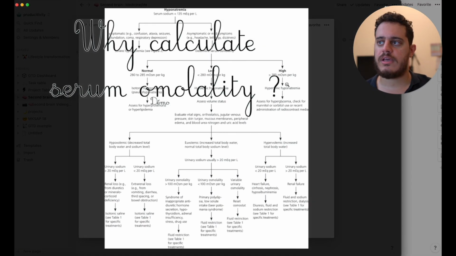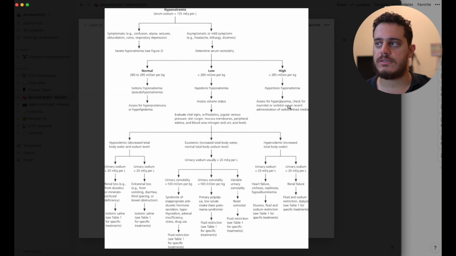The reason we try to calculate the serum osmolality is because if it's high, then it's hypertonic hyponatremia. We need to assess for hyperglycemia, the thing that we did in the beginning. We check if the patient received mannitol or sorbitol, or had recent administration of radiocontrast media. If it's normal, that's isotonic hyponatremia, then it's pseudohyponatremia. Then you assess if the patient has hyperproteinemia or hyperlipidemia. Hyperproteinemia can happen in plasma cell dyscrasias like multiple myeloma, or someone can have a really abnormal lipid panel.